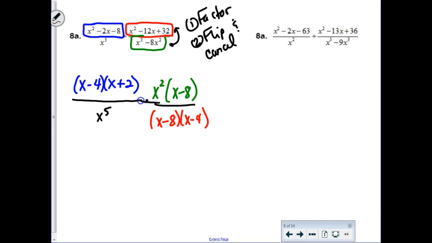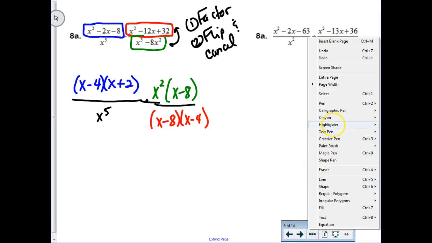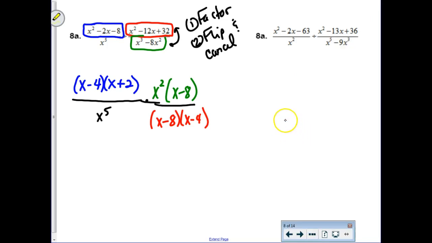Okay, so there should be some cancellation here. If you don't see it right away on all the pieces, it's okay, you'll hit them eventually. I'm going to use my highlighter again. So x minus 8, one of those can cancel with one of those, and x minus 4 can cancel. And then there is going to be some cancellation on the x squared and the x to the 5th, but if you're not ready to show that cancellation, then just wait.